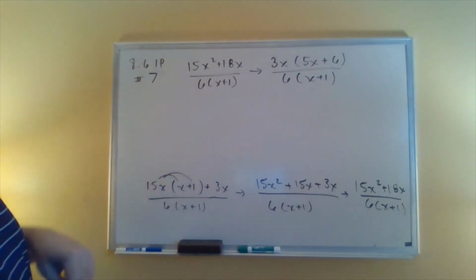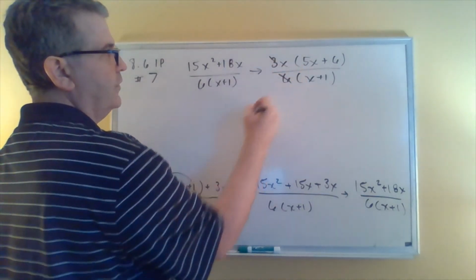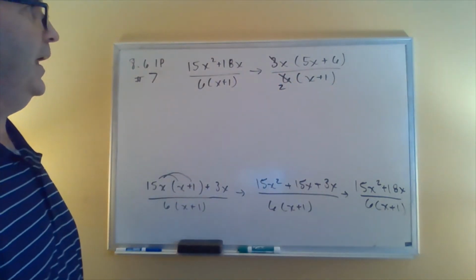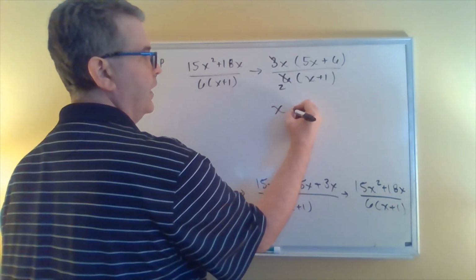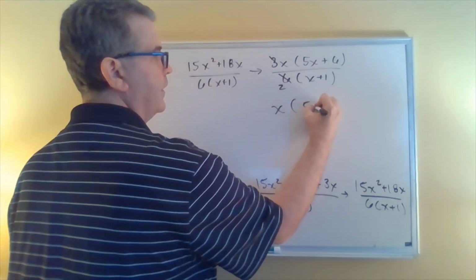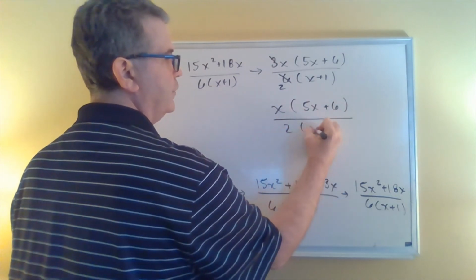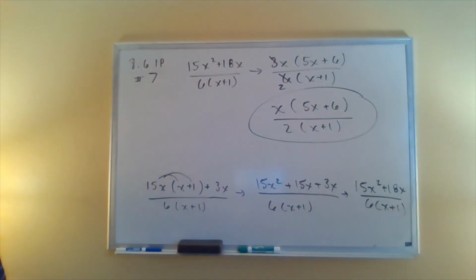Is there anything I can cancel out here? I can on the outside here, 3 and 6. That 3 just becomes a 1, and 3 goes into 6 2 times. That's about as far as I'm going to be able to cancel or factor that down. I'm going to have 5x plus 6 over 2 times x plus 1. There's my answer for number 7: 3x times 5x plus 6, over 2 times x plus 1.